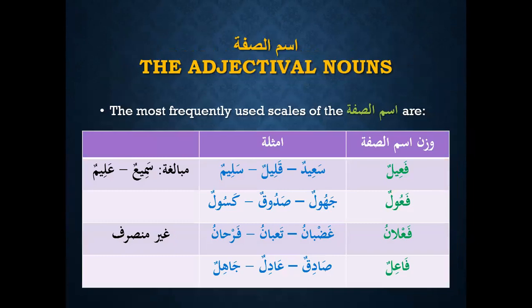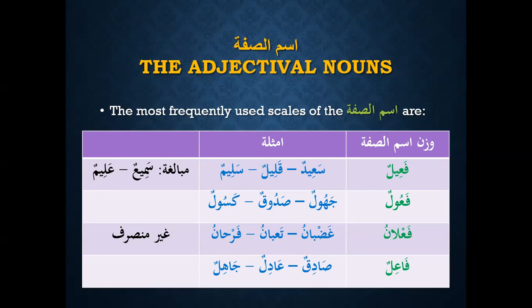Then we did اسم الصفة, which can be on different scales. فعيل is one of those. فعول, فعلان, and فاعل itself, if there is an attribute, for example, صادق, the truthful, عادل, the just, جاهل, ignorant. Okay. غضبان, angry, تعبان, tired, فرحان, happy. And they tend to be غير منصرف. Diptotes cannot take tanween, cannot take kasra. That's what diptote means. فعول, جهول, صدوق, كسول.